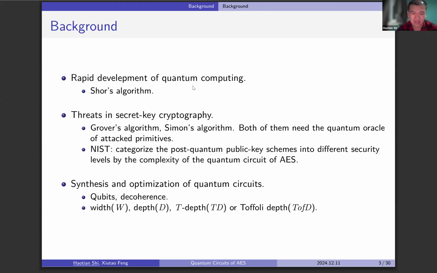On the other hand, NIST has used the complexity of the quantum circuits of AES key search to categorize the post-quantum public key schemes into different security levels. All of these reasons show the importance of studying the quantum implementation of cryptographic building blocks, including AES. Of course, the synthesis and optimization of quantum circuits itself is an important problem in quantum computing. Due to the limited qubits and the phenomenon of decoherence, the circuit width, depth, T depth, and Toffoli depth should be as small as possible.